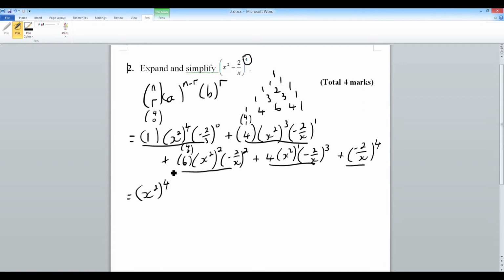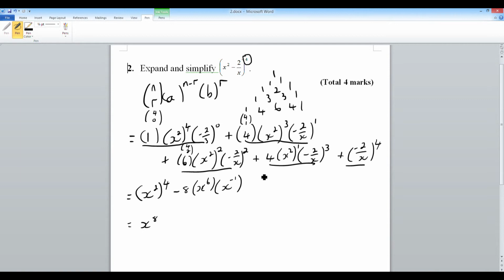So the first term I've already simplified as x squared to the 4th. Alternatively, I could have said this is just x to the 8th. Then this term here, so 4 times negative 2, and this will become negative 8 multiplied with x. Now x squared to the power of 3 will become x to the 6th, and then x to the power of minus 1. Remember, it's 1 over x. I'm just going to write it here with a negative exponent.